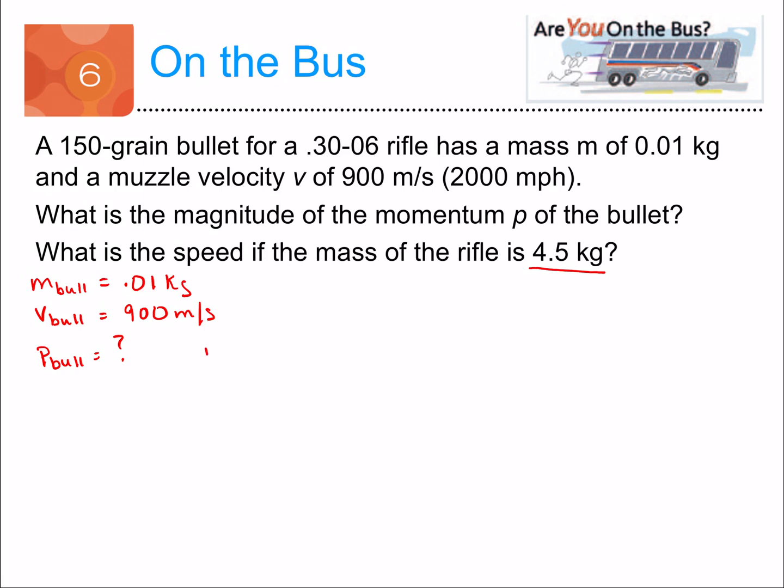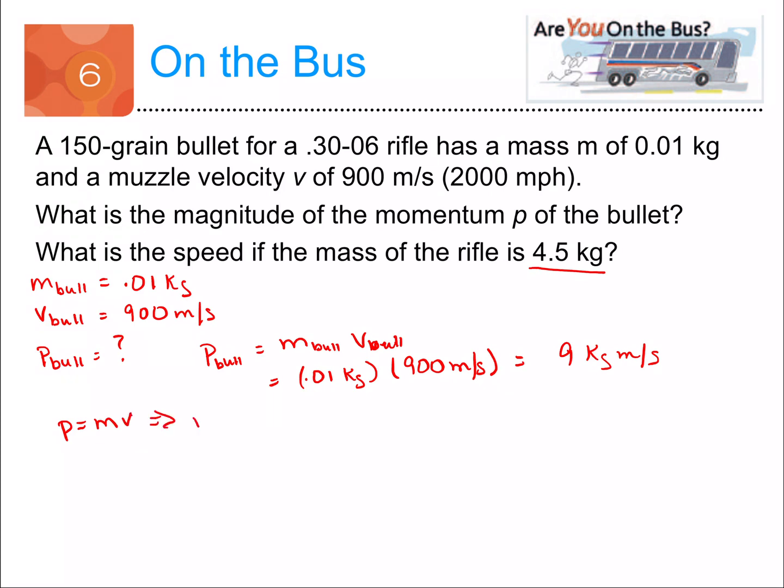So let's first do the momentum of the bullet. We know that's got to be the mass of the bullet times the velocity of the bullet. So that's going to be 0.01 kilograms times 900 meters per second, which will give us a value of 9 kilogram meters per second. Now we know momentum equals mass times velocity. Therefore, we rearrange and we get velocity is going to be momentum over mass. So our momentum we just calculated is 9 kilogram meters per second, and we're given the mass now to be 4.5 kilograms. So therefore, the speed is going to be 2 meters per second.